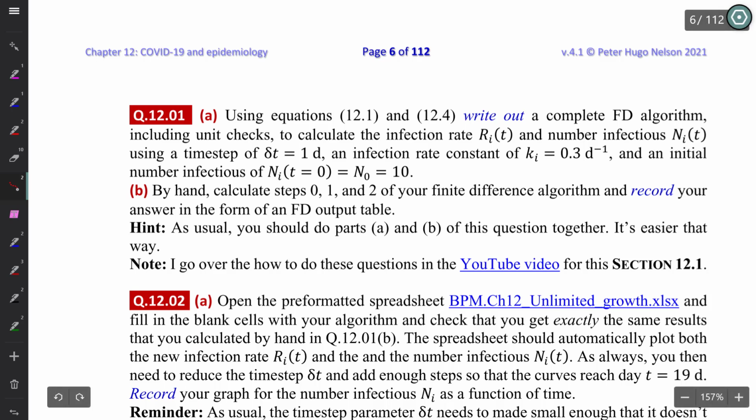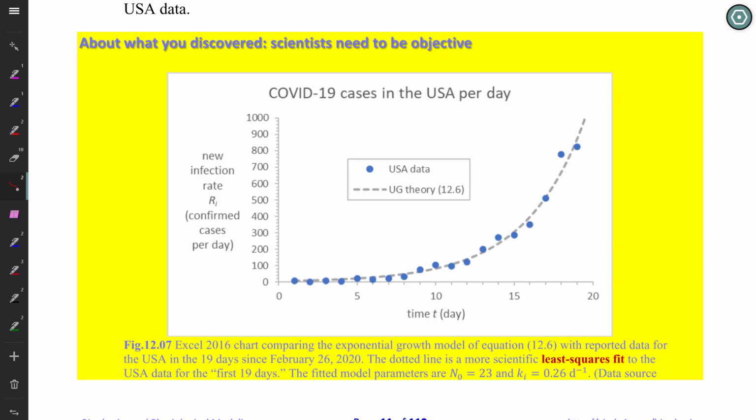They start out by downloading a pre-formatted spreadsheet. With that spreadsheet, they're able to generate a finite difference model of the unlimited growth model, and then to eventually compare it with USA data. So here on the y-axis we have the new infection rate Ri given in confirmed cases per day, and that's plotted against time in days. As you can see, the unlimited growth model does a pretty good job of predicting the shape of the curve for the first 19 days or so.